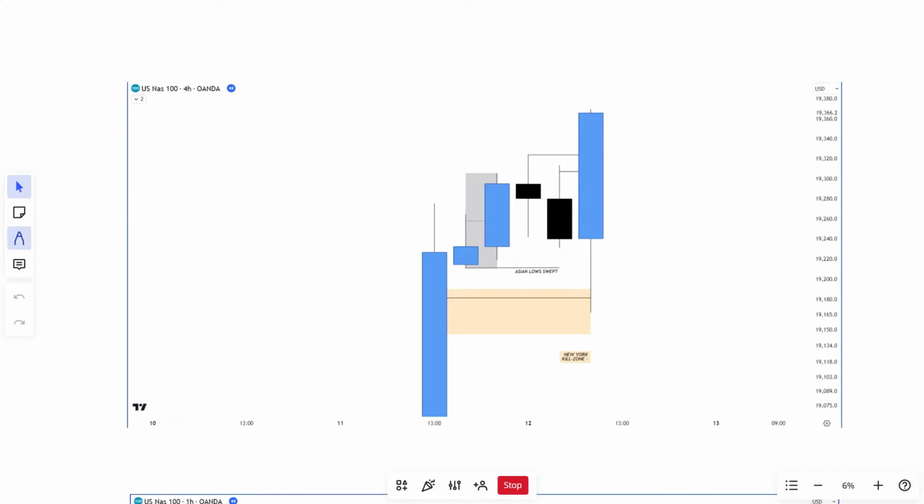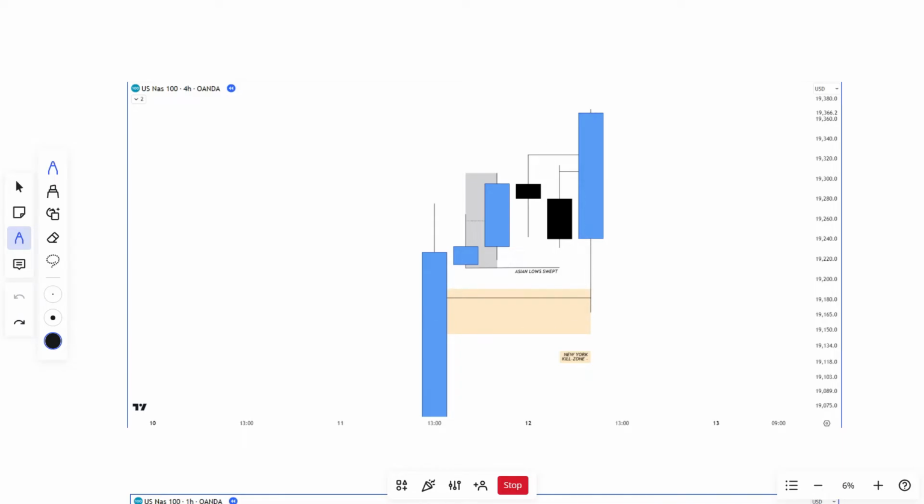As you guys can see, we are now on NAS 100 on the 4-hour time frames. As you can see, this was our Asian lows right here. Then you see that price cleared our Asian lows during the New York kill zone time, and then tapped inside of a lower time frame zone to then go higher.